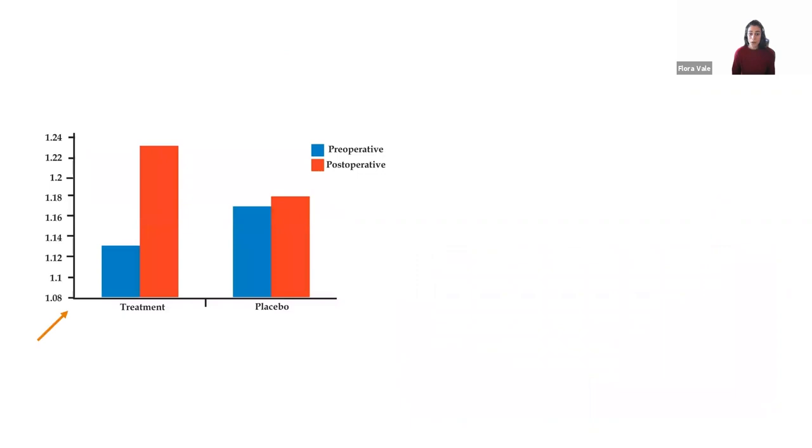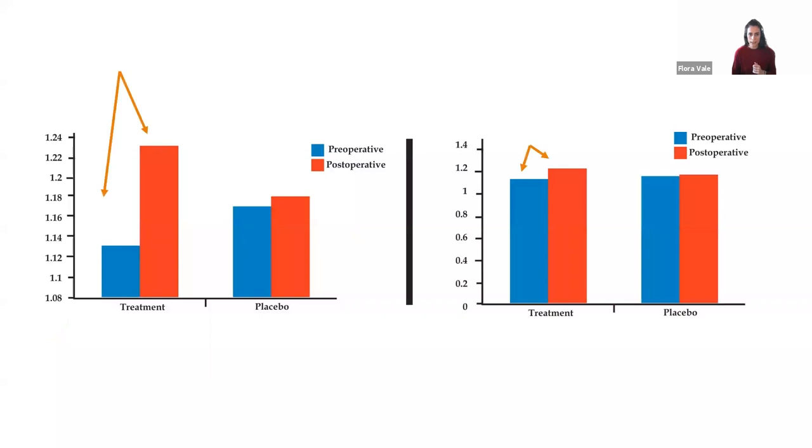Another way to obscure the trusty bar chart is to remove its origin. So it's really important that bar charts always start from a zero origin. And that's because we're perceiving relative length. So in the example on the left, the pre-operative value appears to be less than half of the post-operative value, when in fact, the difference is much less severe when we look at the correct chart on the right.